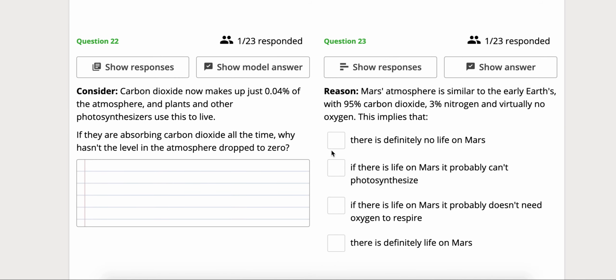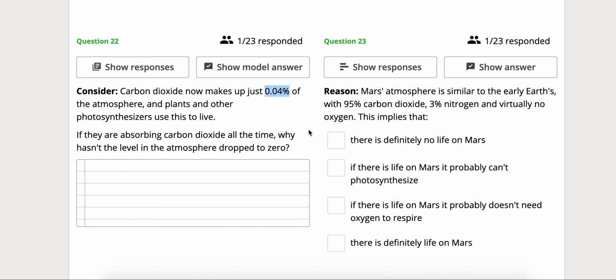Moving on to question 22. Carbon dioxide now makes up just 0.04% of the atmosphere. The plants and other photosynthesizers use this to live. If they are absorbing carbon dioxide all the time, why hasn't the level in the atmosphere dropped to 0 as opposed to the 0.04?